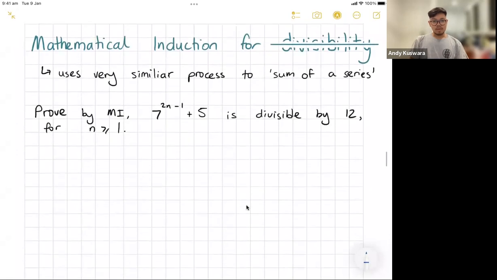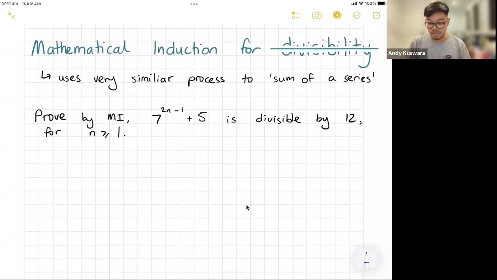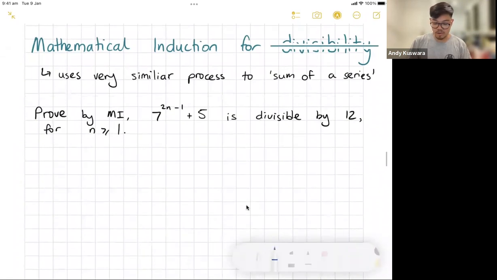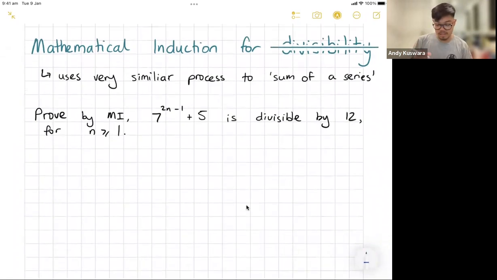So it's mathematical induction for divisibility. It's a divisibility test. It uses a very similar process to a sum of a series proved by mathematical induction: prove that 7 to the 2n minus 1 plus 5 is divisible by 12 for n greater than or equal to 1. Let's see if I can do this without a calculator.